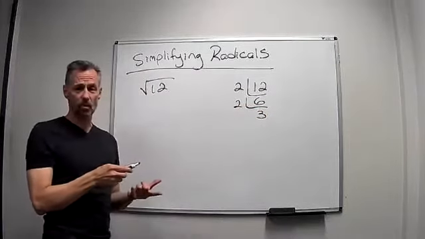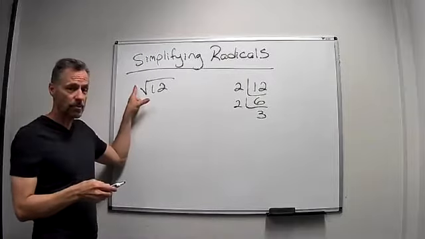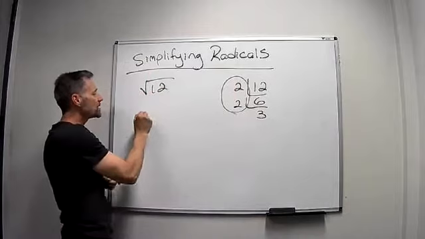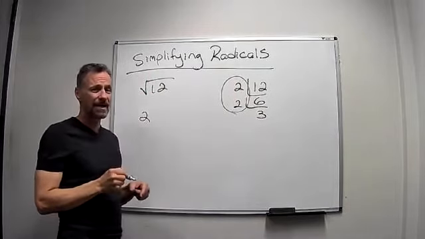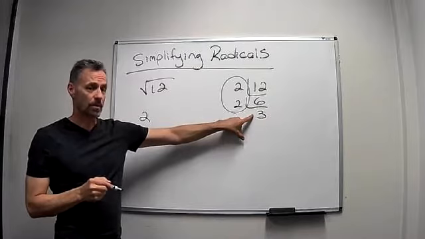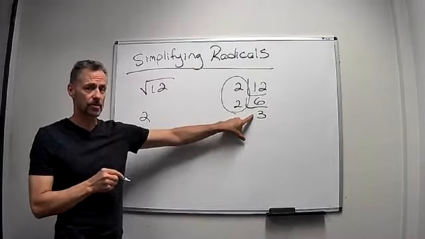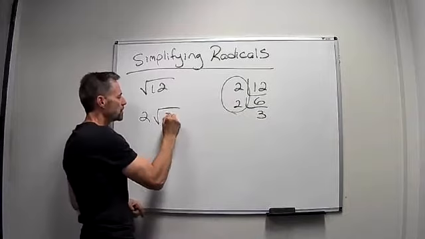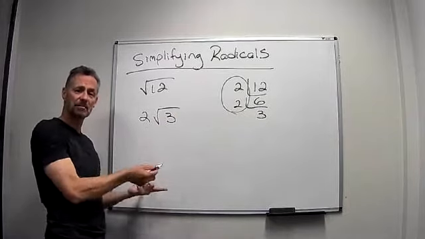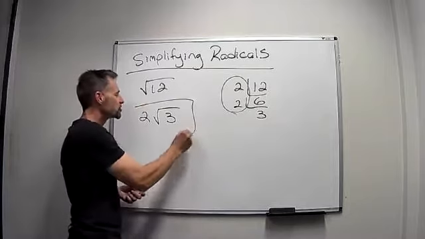Here's the key to the whole thing. I have a square root, so I'm looking for 2 of something. I do have 2 2's, so I can pull that out. I only have 1 3, so it can't come out. It has to stay inside the square root. And that's my answer. That's a fully simplified version of the square root of 12.